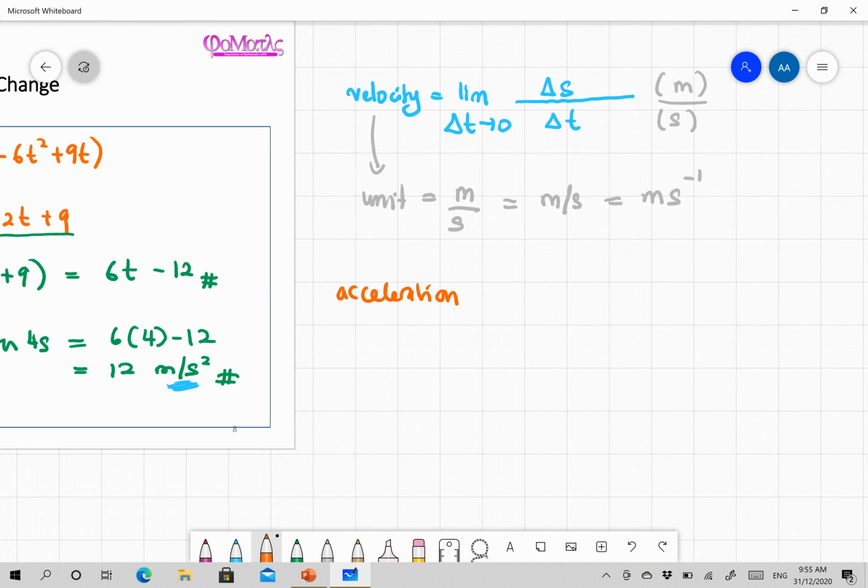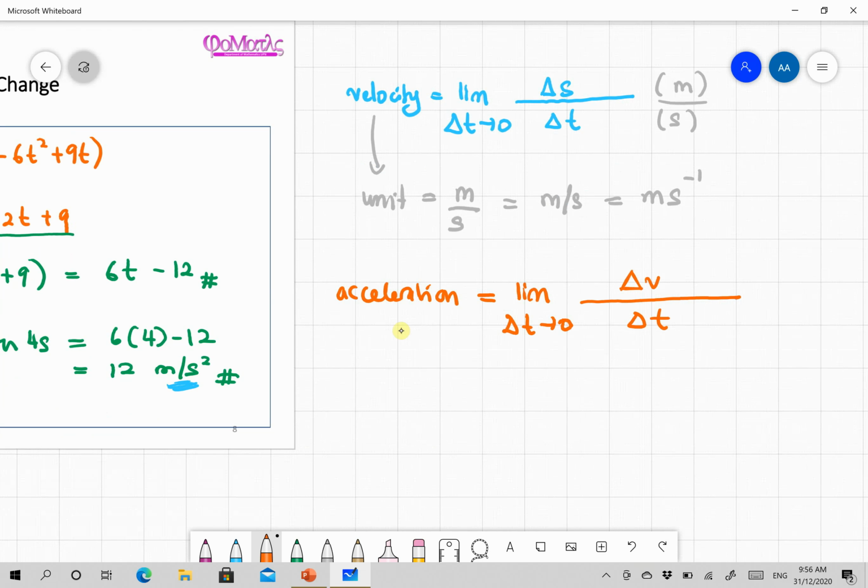So when we talk about acceleration, this is just applying the idea of limit, where limit delta t approaches 0. On the bottom part here we have delta t, and on the top part we have the change of velocity. So delta v is the change of velocity. On the bottom part is the change with respect to time.